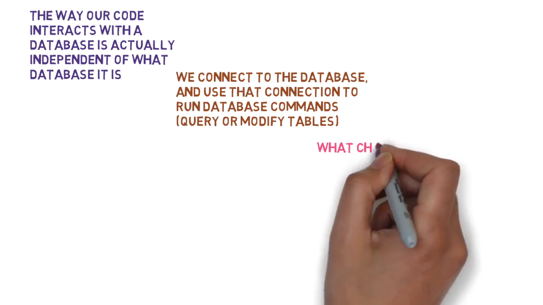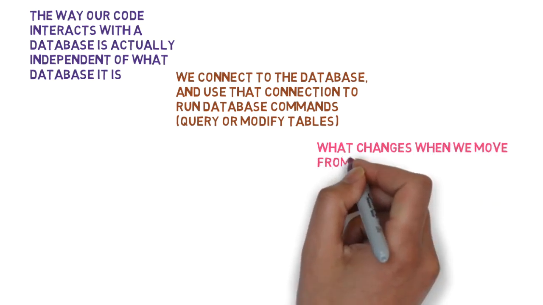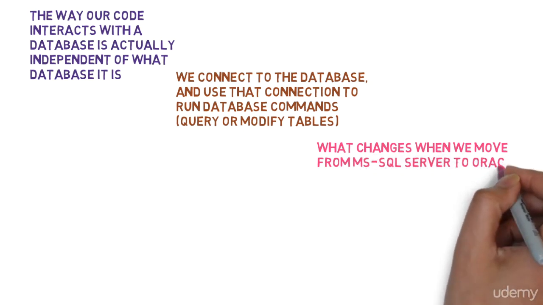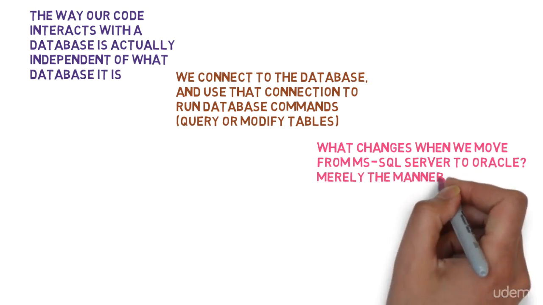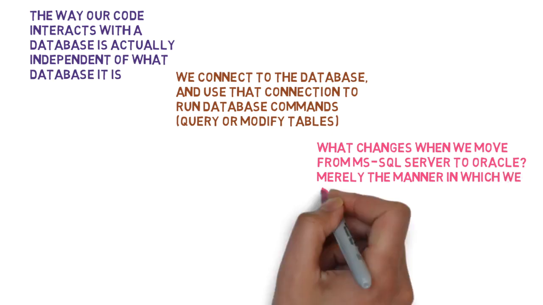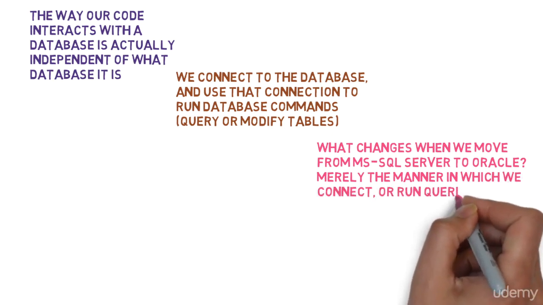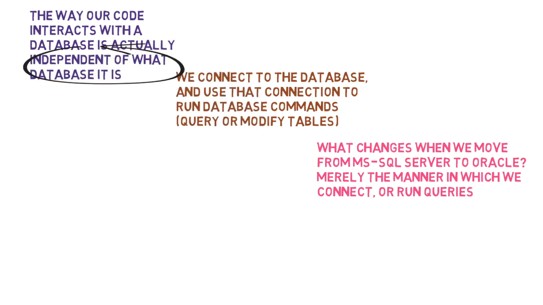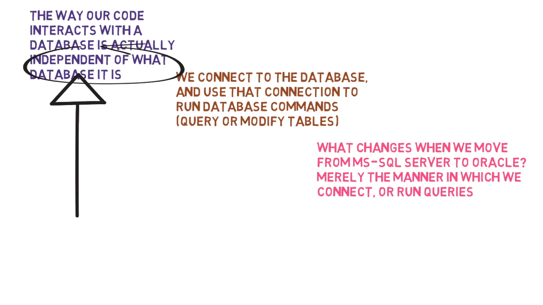Now, we've decided that we are moving from MS SQL to Oracle. What changes when we move between these two databases? Merely the way in which we connect or run queries. The entire connection setup, all the preliminaries to connect to the database will change, and how we execute the queries on them will change. So we are independent of what database we run our queries on. So how do we take advantage of this?